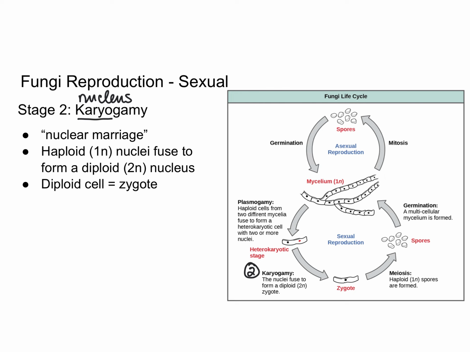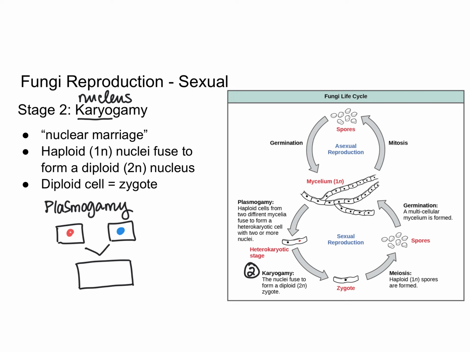So remember that during plasmogamy, there were two cells, each with a haploid nucleus, and the cell membranes fused together, which united the cytoplasm, but we ended up with this dikaryon cell that still had two separate nuclei in it, but it had these two haploid nuclei. So remember, throughout all this, these nuclei are haploid.